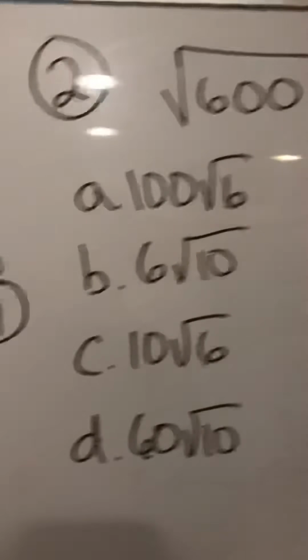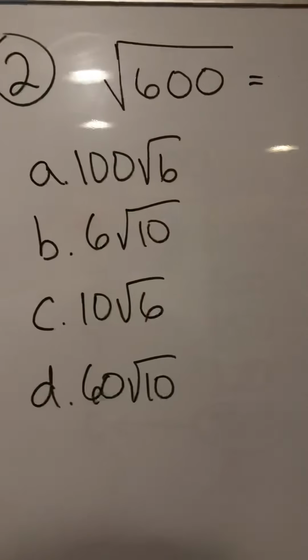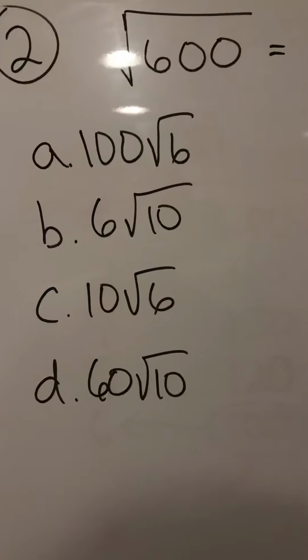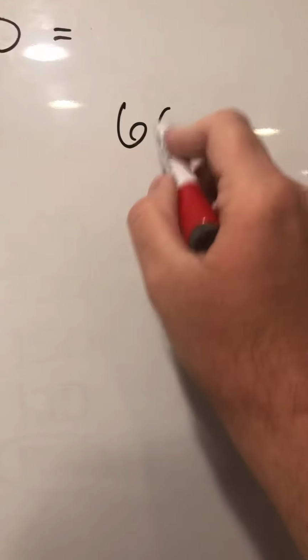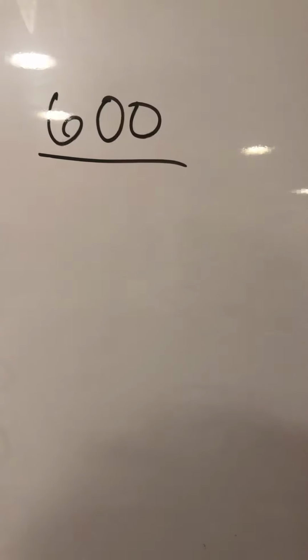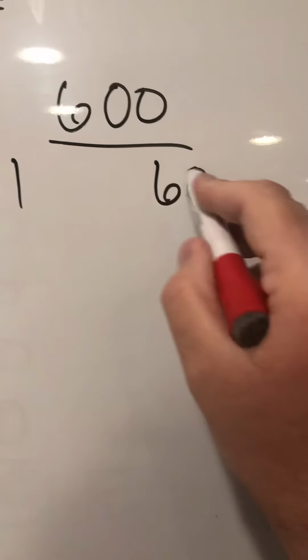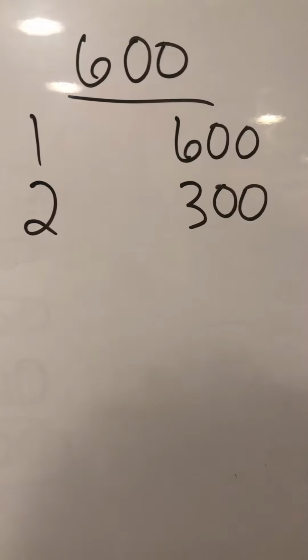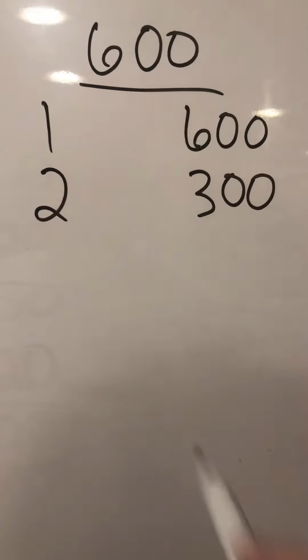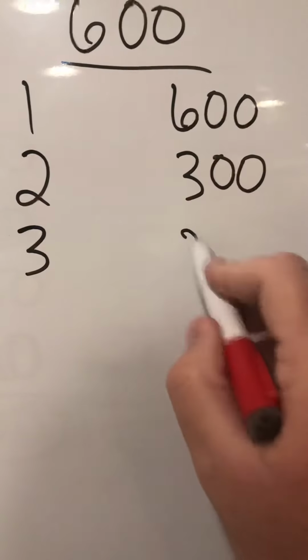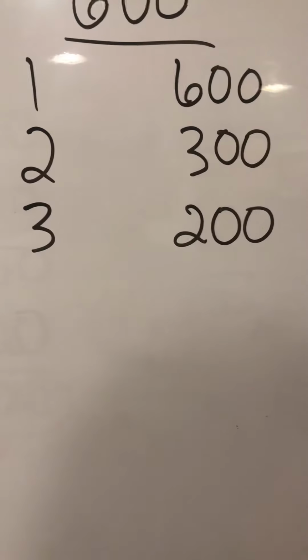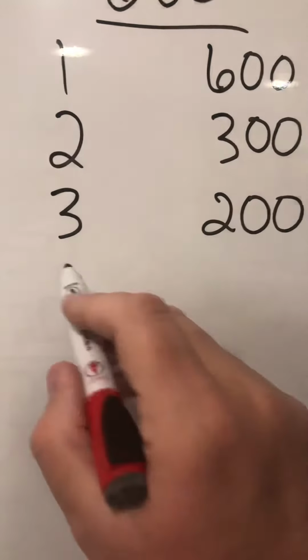Okay? So we go to number 2. 600, we're doing the same thing. We're going to take 600 and break it down, and try to get the biggest perfect square we can find. So it's 1 times 600. 600 is not perfect. Well, 1 is perfect. 2 times 300. No, 300 is not a perfect square. 3 times 200. Oh, 200 is not perfect.